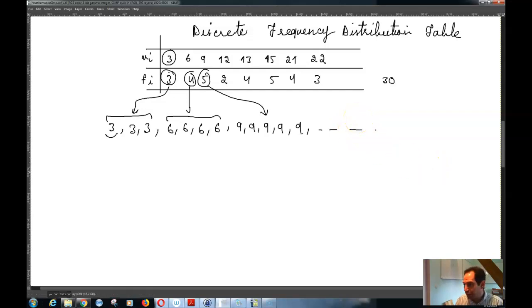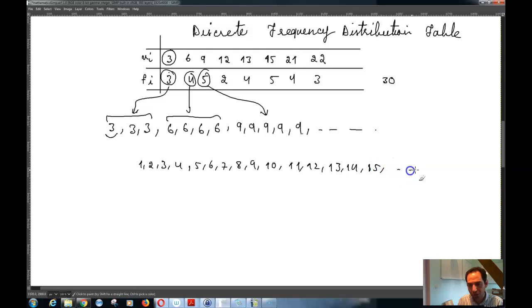Now there are times when this is not going to work for you, meaning that depending on the nature of the data you have collected, you cannot represent your data in the form of a discrete frequency distribution table. What that means is that, for example, you get a 1, a 2, a 3, a 4, a 5, a 6, a 7, an 8, a 9, a 10, an 11, a 12, a 13, a 14, a 15, and so on and so forth, going all the way up to 1,000.